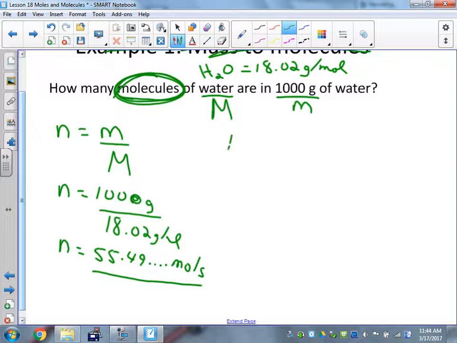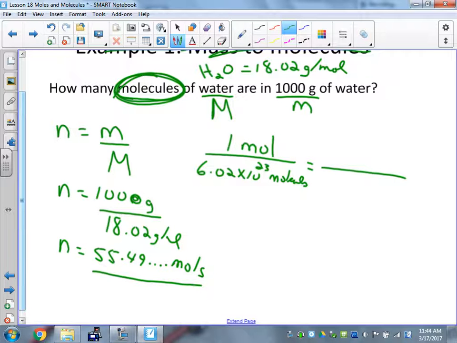I know this, though. 1 mole is 6.02 times 10 to the 23 molecules. Okay. And I know how many moles I have. Apparently I got 55.49 yada yada yada moles. And if I cross multiplied and solve like we did the other day, we should be able to figure out how many molecules, right?